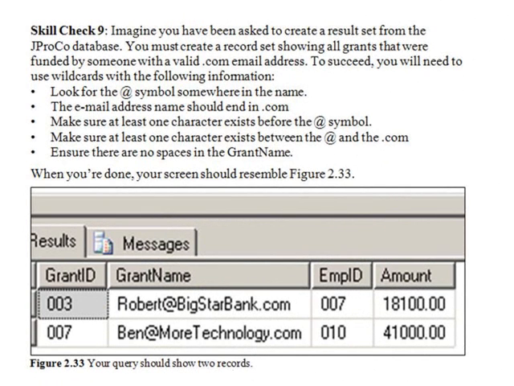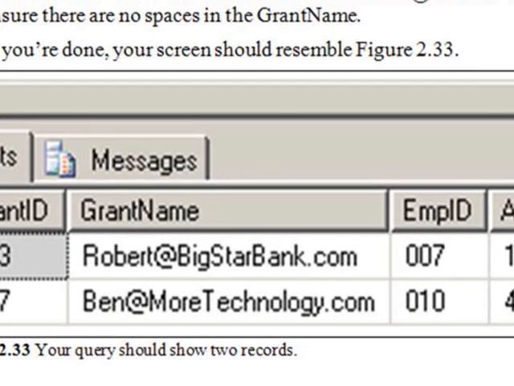Imagine you've been asked to create a result set from the JPro code database. You must create a result set that will show all grants that were funded by somebody with a valid .com email address. To succeed, you need to use wildcards. And here's the logic you need to use. Find an @ symbol somewhere in their name. The email address should end in .com.